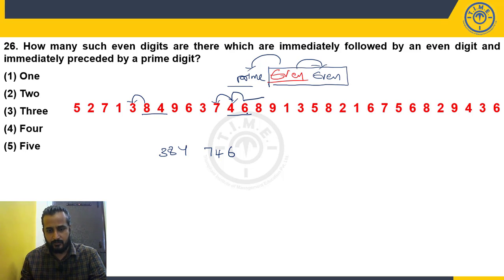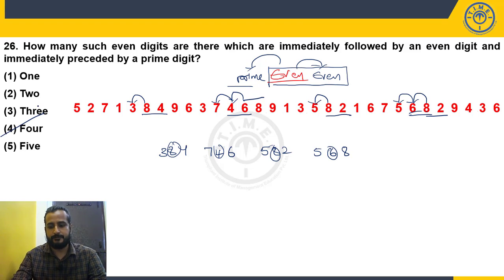No. Next, 468913882. Two even numbers. Preceded by a prime digit? Yes. So 582. Again, 58216758. 68. Preceded by a prime number? Yes, absolutely correct. So 568. Next, 82. Is it preceded by a prime number? No. 6 is not a prime number. So 829436. How many are there? 4. 8486. There are 4 such digits. So choice 4.